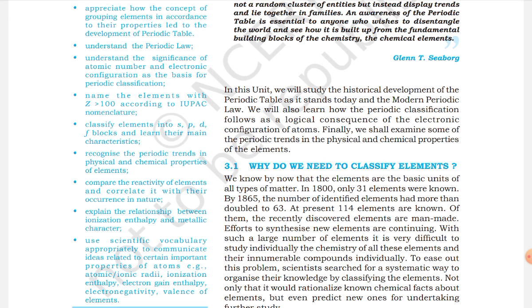In this unit, we will study the historical development of the periodic table as it stands today and the modern periodic law. We will also learn how the periodic classification follows a logical consequence of the electronic configuration of atoms. Finally, we shall examine some of the periodic trends in the physical and chemical properties of the elements.